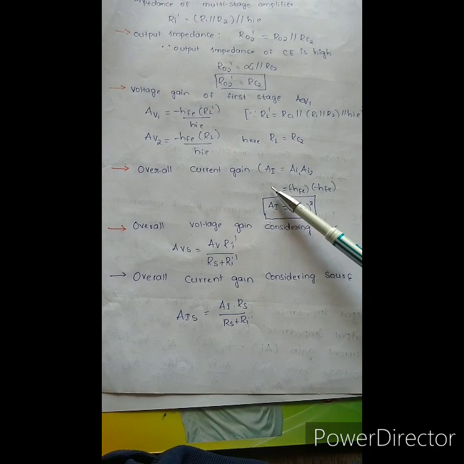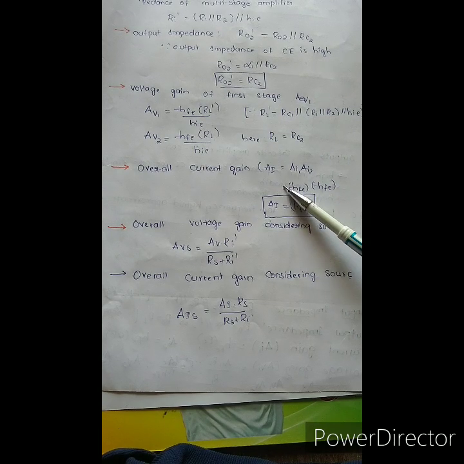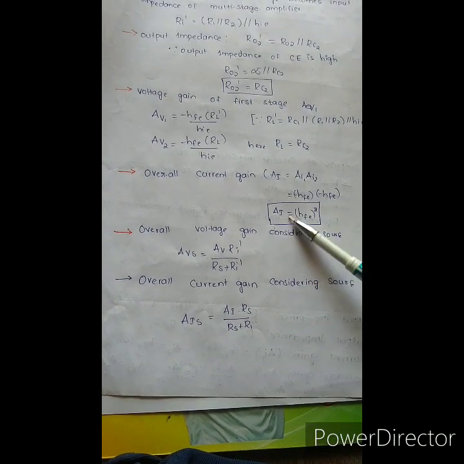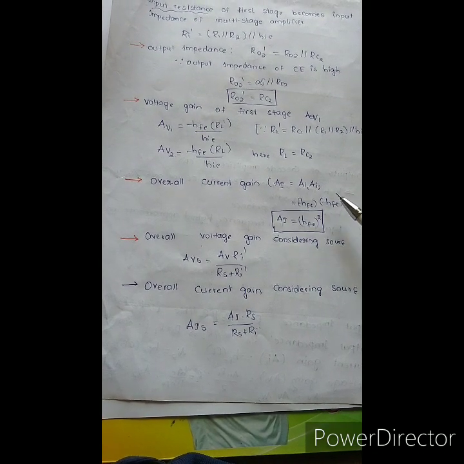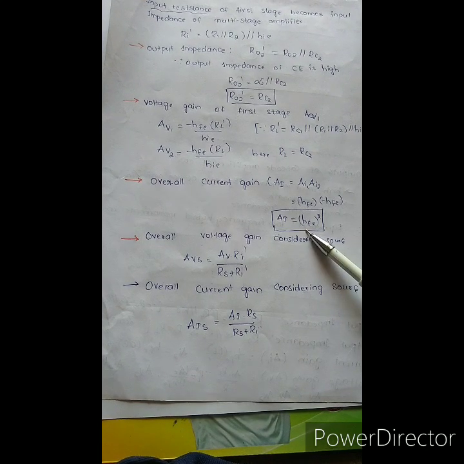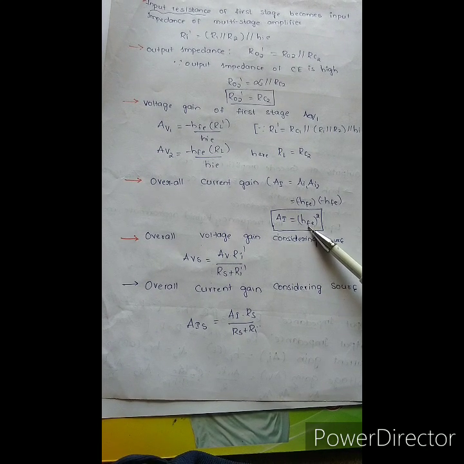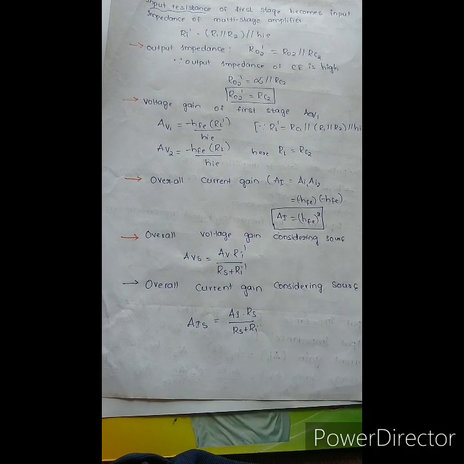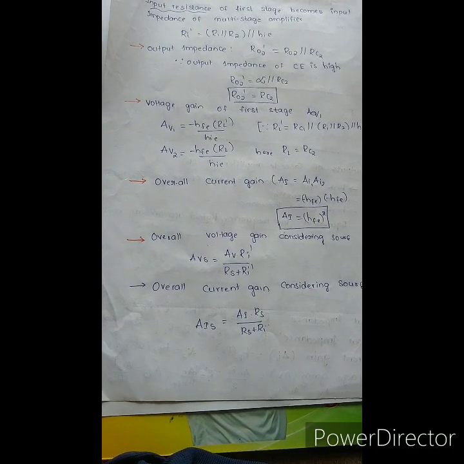Please observe the diagram and follow this formula, friends. From the table, the current gain formula is given by AI equal to AI1 into AI2. The current gain of the CE amplifier is minus HFE, and the second stage is also a CE amplifier, so minus HFE. Then the total current gain equals HFE whole square. Similarly for the voltage gain formula and current gain formula, friends. This is about the cascade RC coupled amplifier.